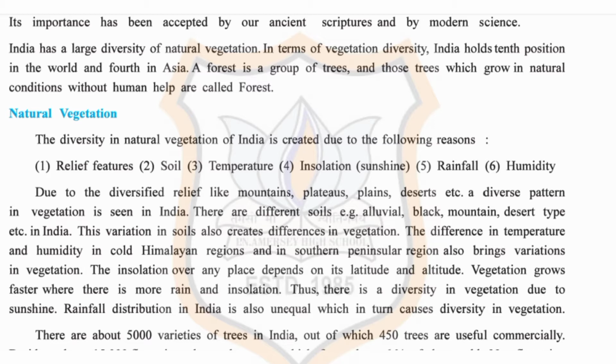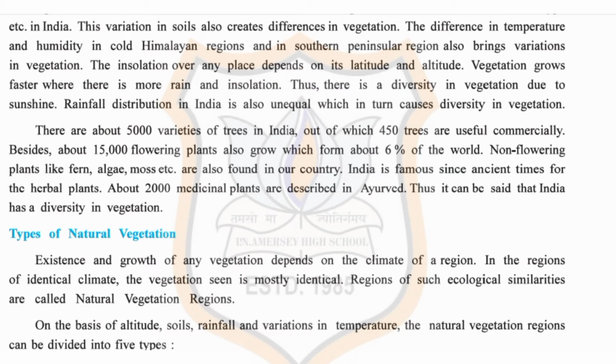The insolation over any place depends on its latitude and altitude. Vegetation grows faster where there is more rain and insolation. Thus, there is a diversity in vegetation due to sunshine. Rainfall distribution in India is also unequal, which in turn causes diversity in vegetation. Now, diversity in Indian natural vegetation.